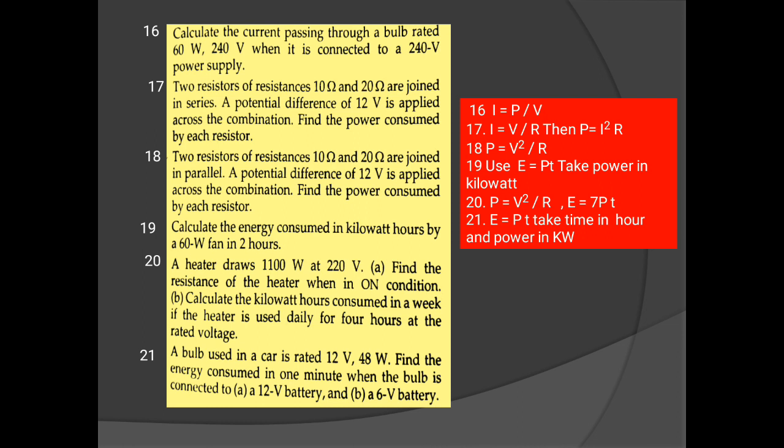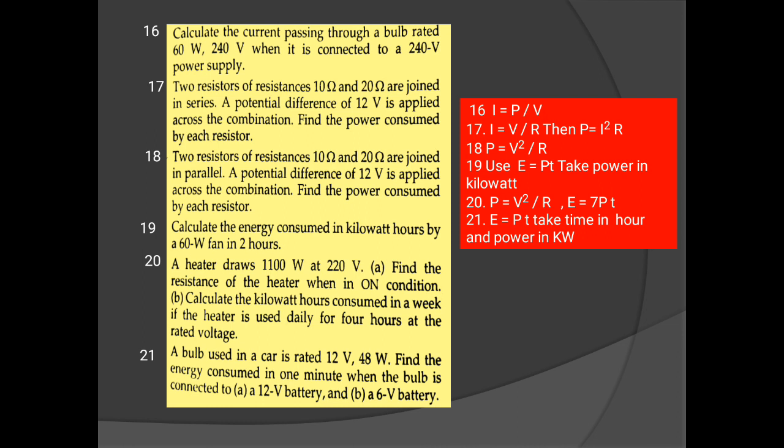Question 20. A heater draws 1100 watt at 220 volt. Number A. Find the resistance of the heater when it is in on condition. Number B. Calculate the kilowatt hour consumed in a week if the heater is used daily for 4 hours at the rated voltage. Question number 20. First of all, use the formula P equal to V square by R. Then use E equal to power into time into 7. That is, there are 7 days in a week and it is used for 4 hours. So T equal to 4 hours. Now you will be able to solve it.